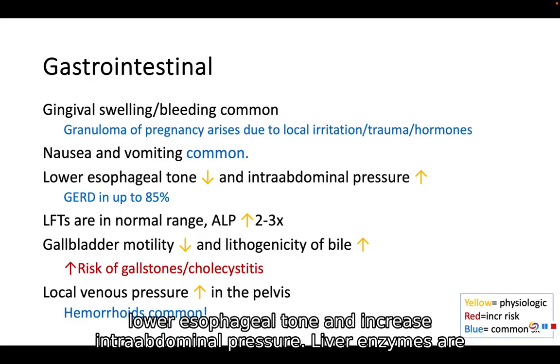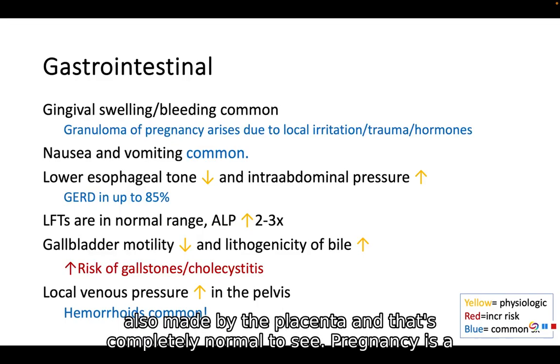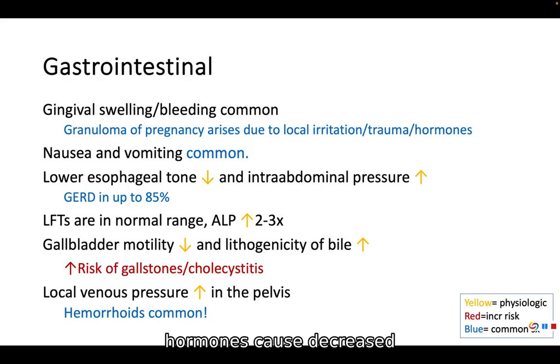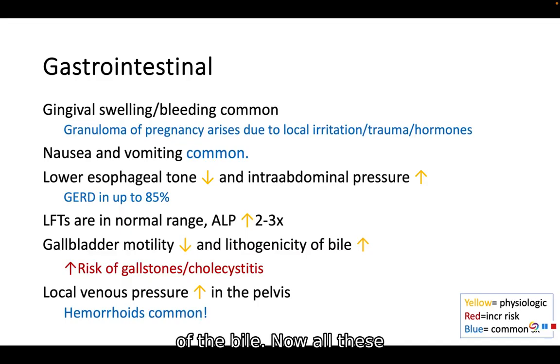Many people also complain about reflux in pregnancy, which is due to lower esophageal tone and increased intra-abdominal pressure. Liver enzymes are in normal range, but note that the ALP is 2 to 3 times higher because it's also made by the placenta, and that's completely normal to see. Pregnancy is a risk factor for gallstones, and that's because the hormones cause decreased gallbladder motility and increased lithogenicity of the bile.